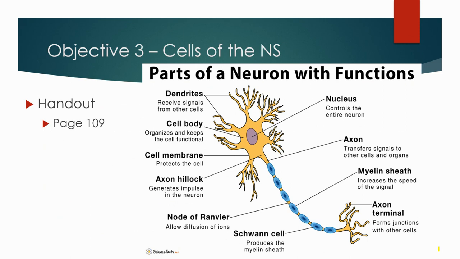Now in your packet, you do have a handout on page 109. It's essentially this diagram, but it's blank, and so you may want to use that to practice filling in the parts of the neuron. Not only does it give you the names of the parts, but it also gives you kind of a short description of their functions.